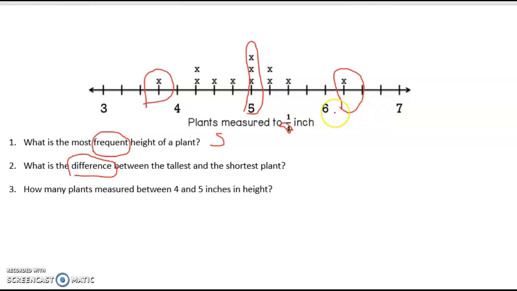Well, here's the 6, and we notice that between the 6 and the 7, there's 1, 2, 3, 4 spaces. This X is on the first out of 4 spaces. So that's got to be 6 1/4 is our tallest plant. Okay, what's our shortest? Our whole number's 3. There's 3 1/4, 3 2/4, 3 3/4.